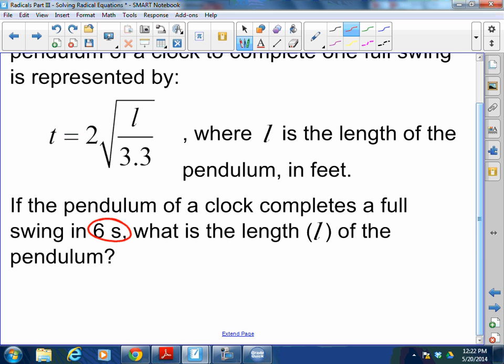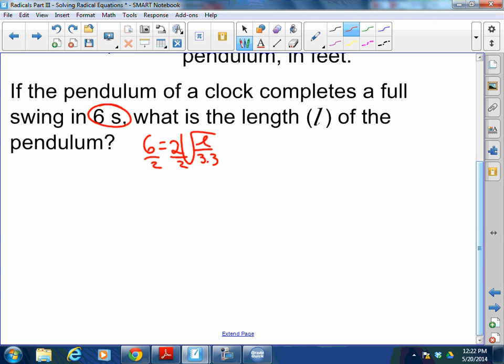So T is time, so 6 equals 2 times the square root of L over 3.3. I'm going to divide by 2 to both sides, giving me 3 equals the square root of L over 3.3. How do I get rid of this square root?